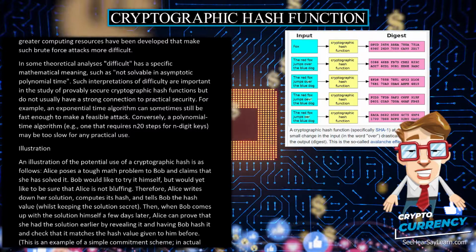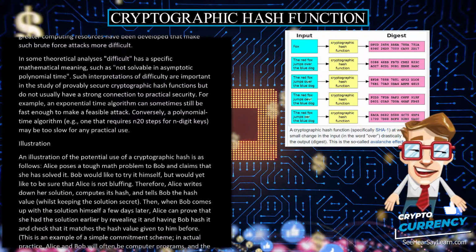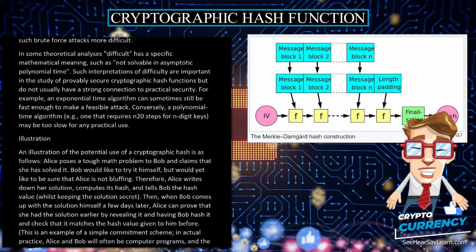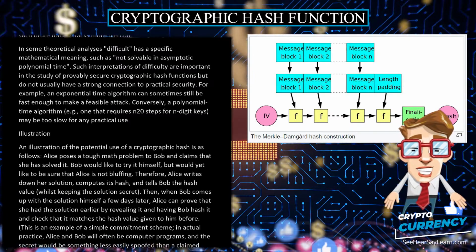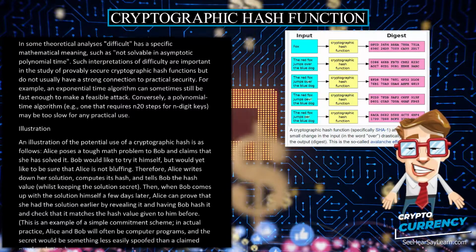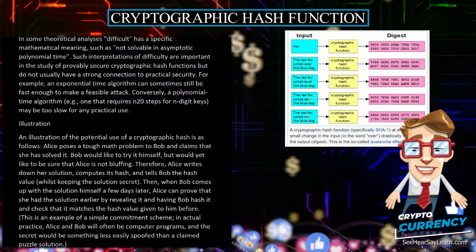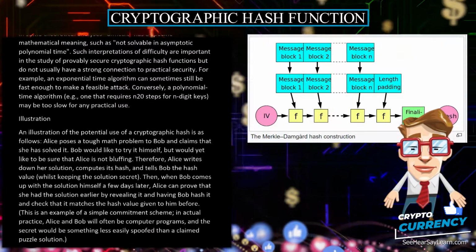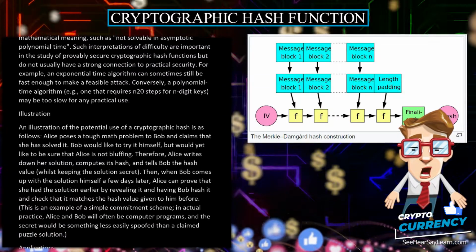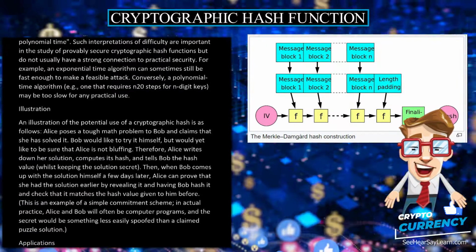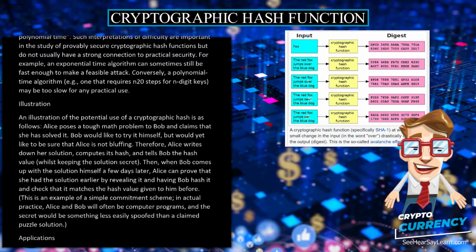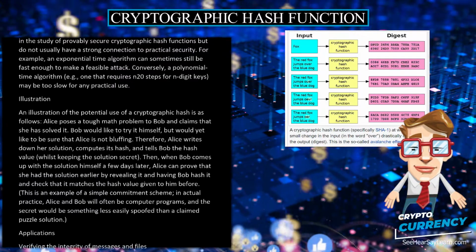An illustration of the potential use of a cryptographic hash is as follows. Alice poses a tough math problem to Bob and claims that she has solved it. Bob would like to try it himself, but would yet like to be sure that Alice is not bluffing. Therefore, Alice writes down her solution, computes its hash, and tells Bob the hash value, whilst keeping the solution secret.